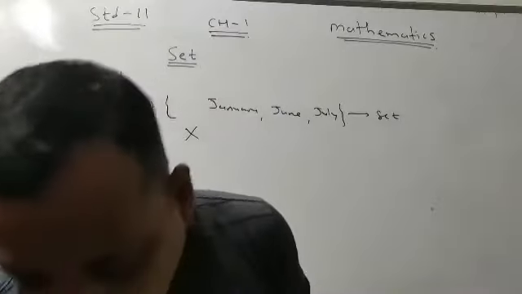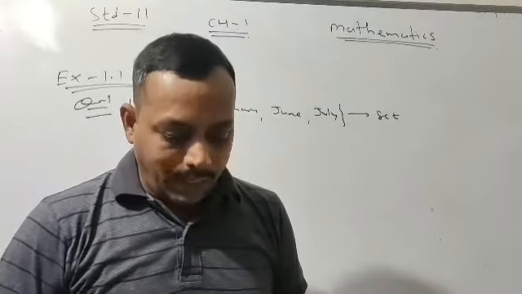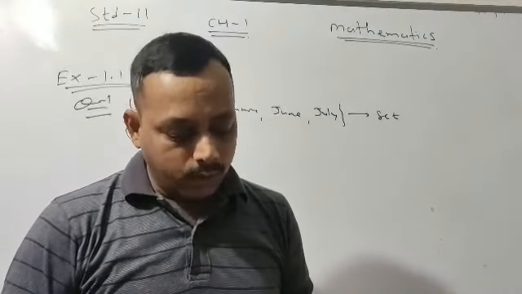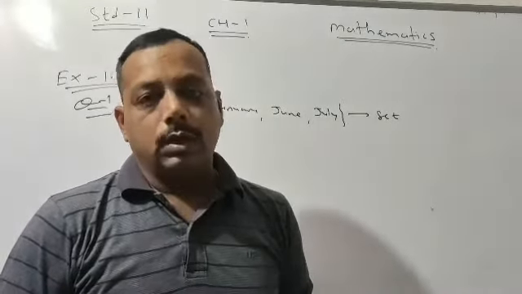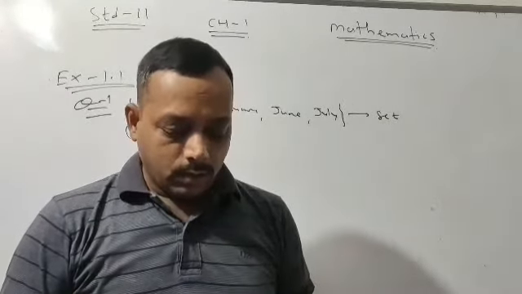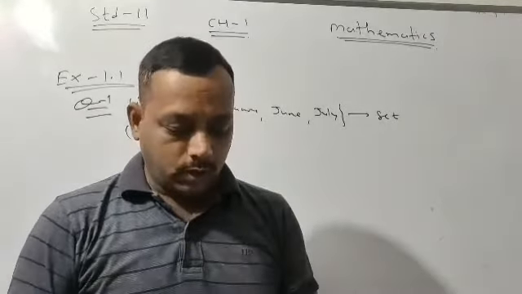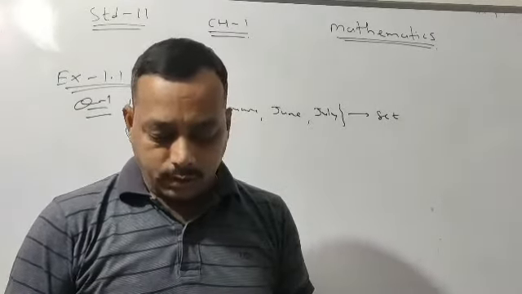We will just discuss the questions. The third question is, a team of 11 best cricket batsmen of the world. Again the same situation. The best batsmen of the world vary from person to person. So this third question is also not a set.